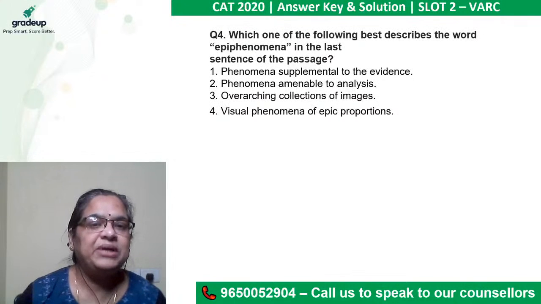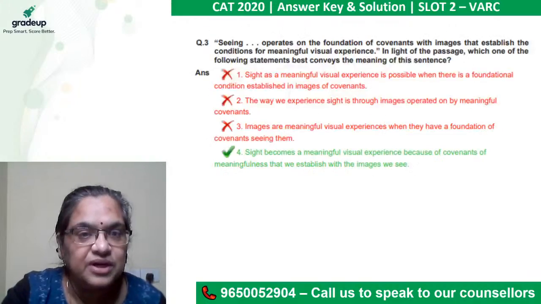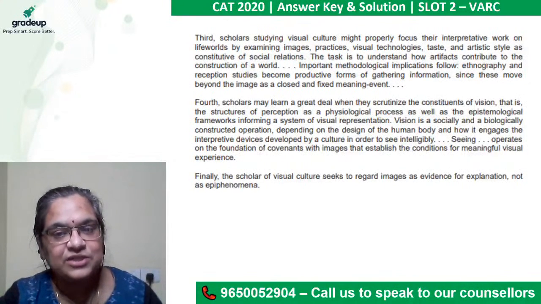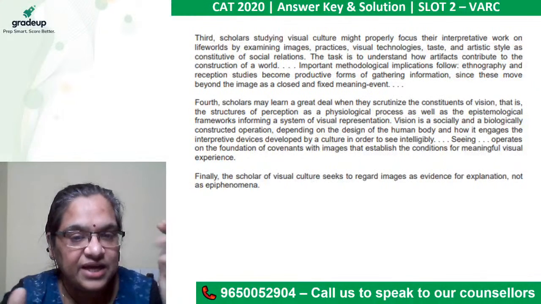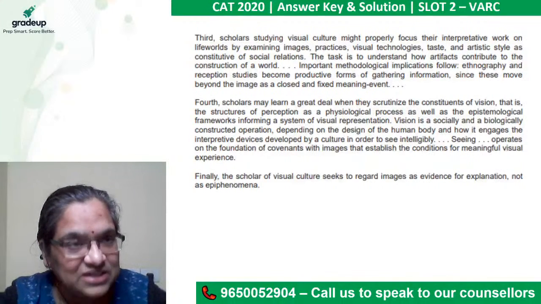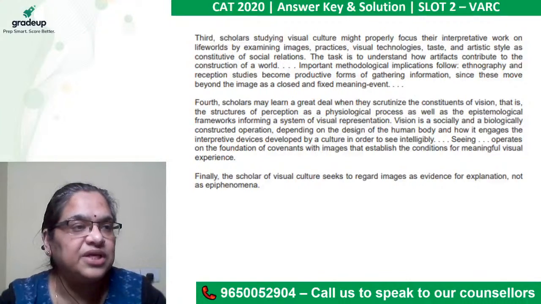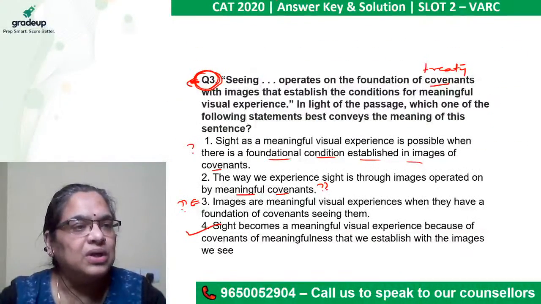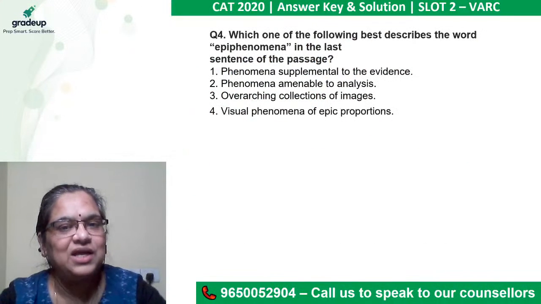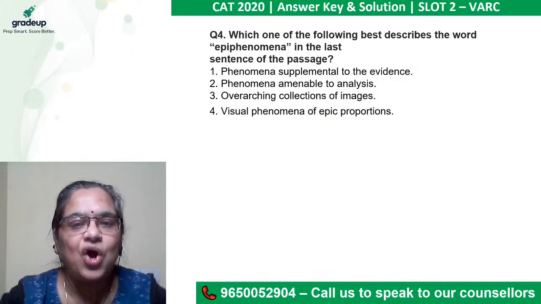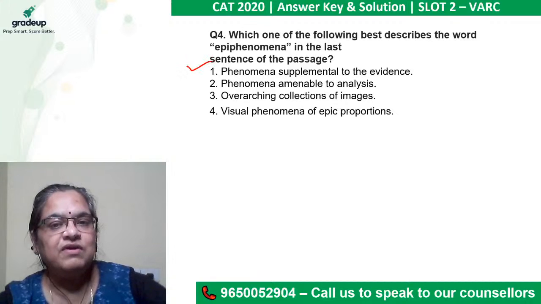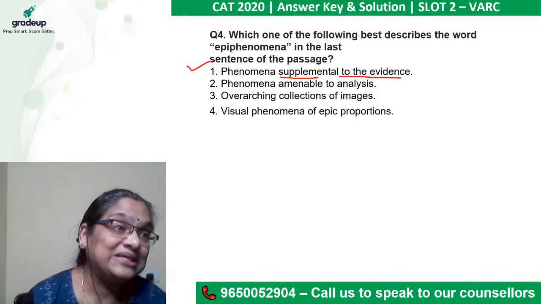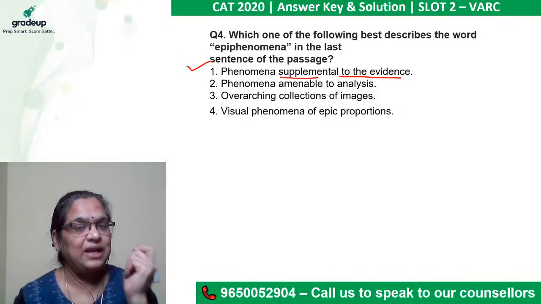What do you think is the meaning of epiphenomenon? In what context does he use the word epiphenomenon? Again, we didn't have to go back to the passage. Scholar of visual consent seeks to regard images as evidence for explanation. He thinks of images as evidence for some explanation of what's happening. He doesn't see images as an epiphenomenon. Epigraph, episcribe. Epi means something which is over and above. The other meaning of epi is additional, supplementary, not the main. Therefore, it will be 1, phenomena supplemental to the evidence. Got it? As an explanation rather than an evidence rather than an epiphenomenon.